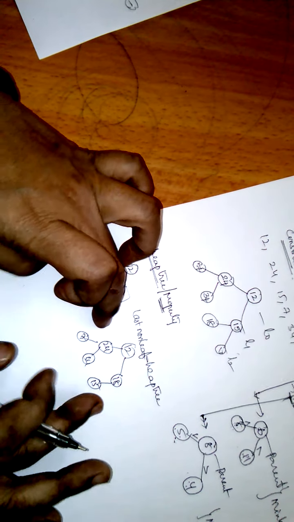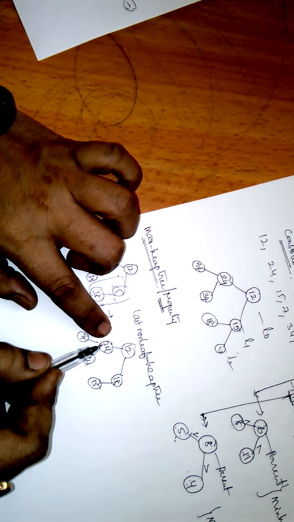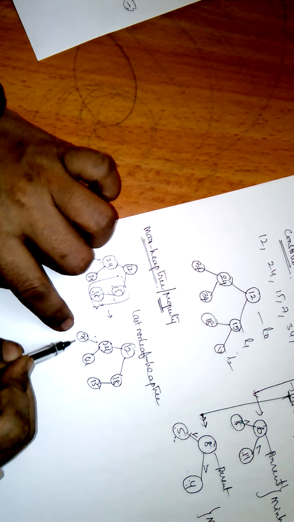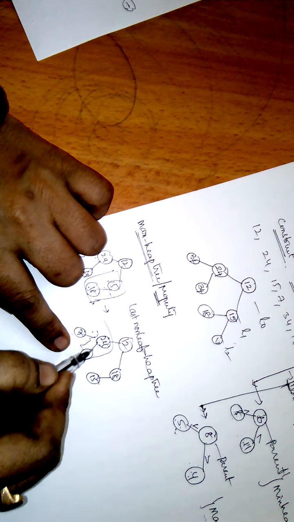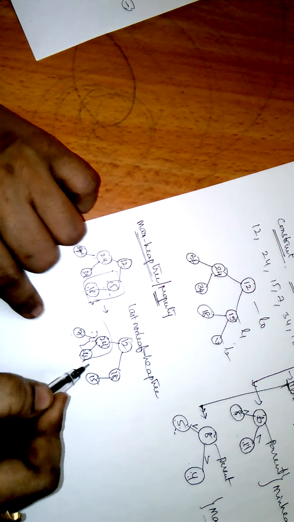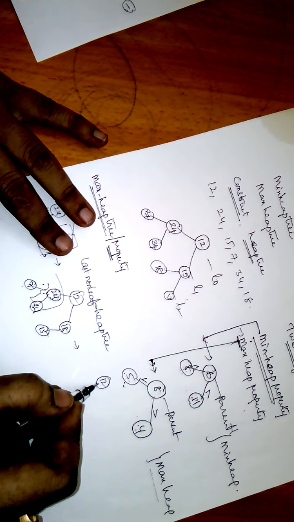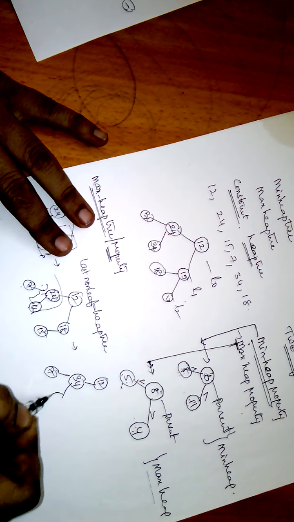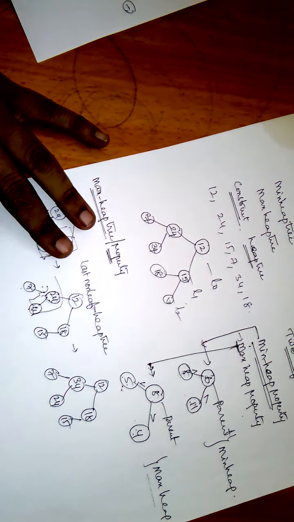What is the next non-leaf node? 24. Now you check whether this parent node has a greater value than its child or not. Now 34 is the maximum value, so we have to swap 24 and 34. The structure of the tree will be like this: 34 and 7 swapped, here 24, 18 and 50.